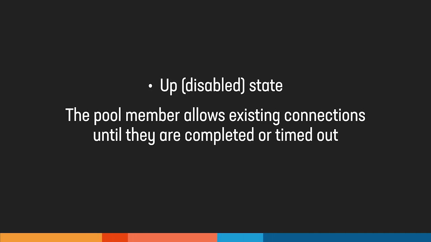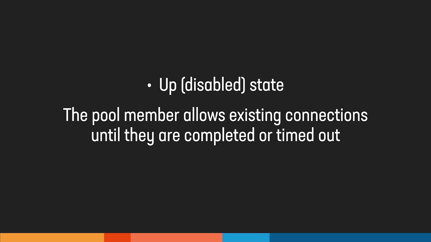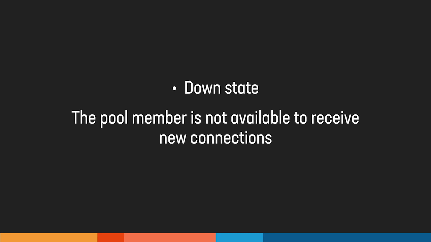The Up disabled state, where the pool member or node allows existing connections until they are completed or timed out. In this state, however, the pool member or node is not available to receive new connections. And the down state, where the pool member or node is not available to receive new connections.